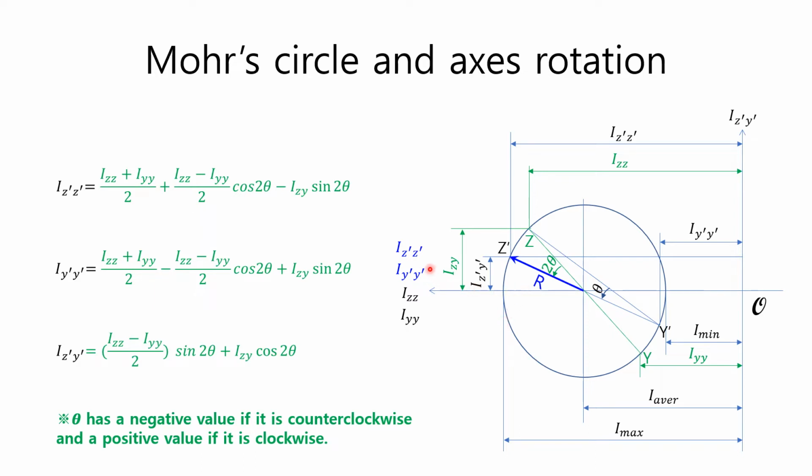How can Iz', Iy', and Iz'y' be expressed in terms of Iz, Iy, and Izy through the Mohr circle? I will explain and prove this principle by geometric analysis.